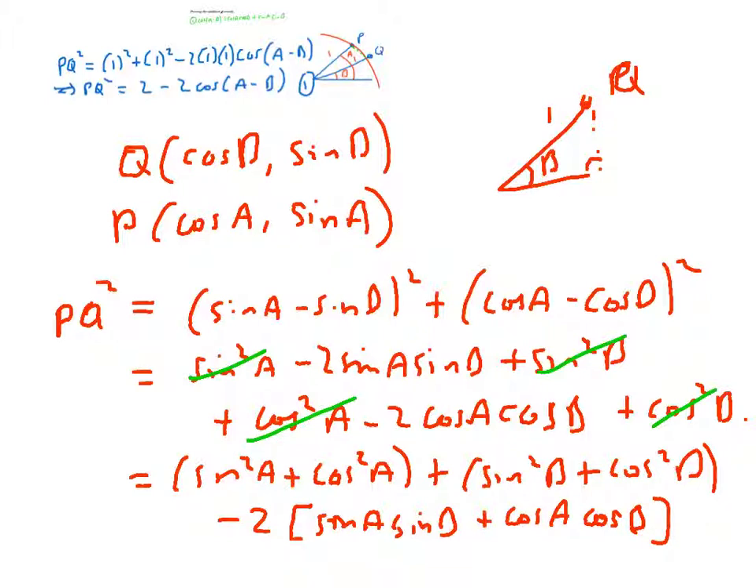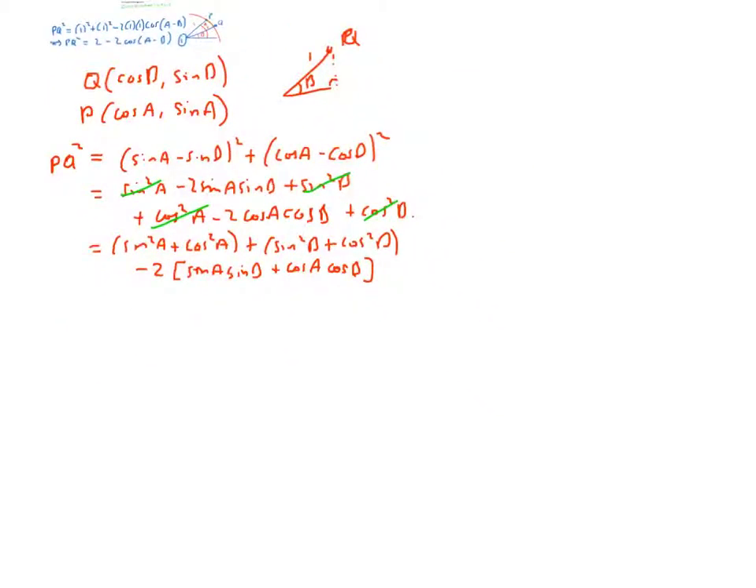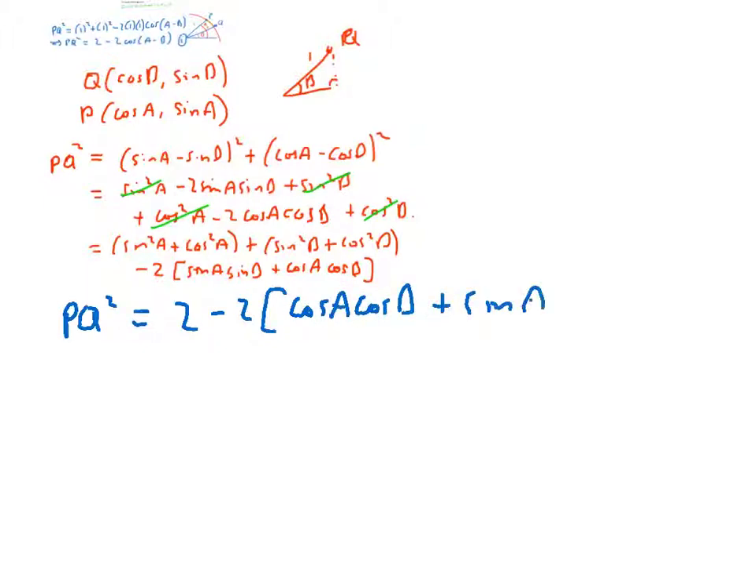So this part here is equal to 1 from our identity, sine squared plus cos squared equals 1, and this bit must equal 1. So then I can say that PQ squared equals 1 plus 1 minus this thing, so that's 2 minus 2 cos A cos B plus sine A sine B.